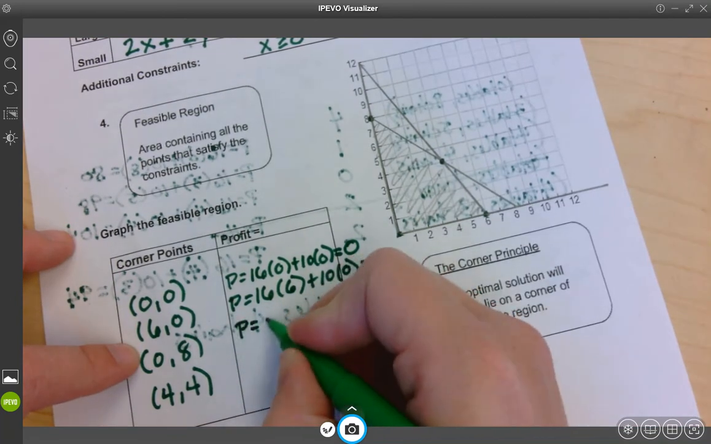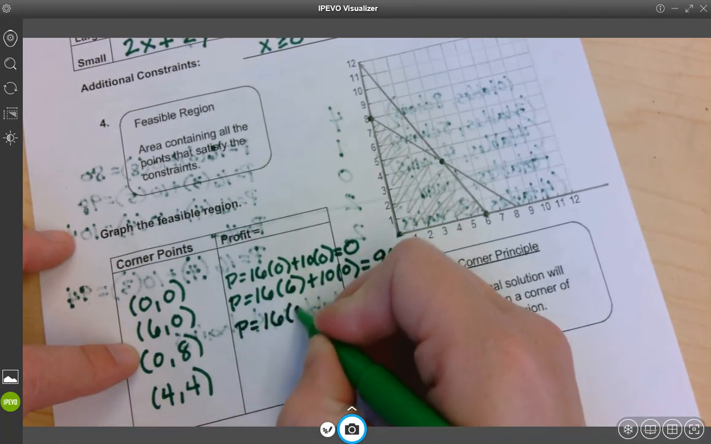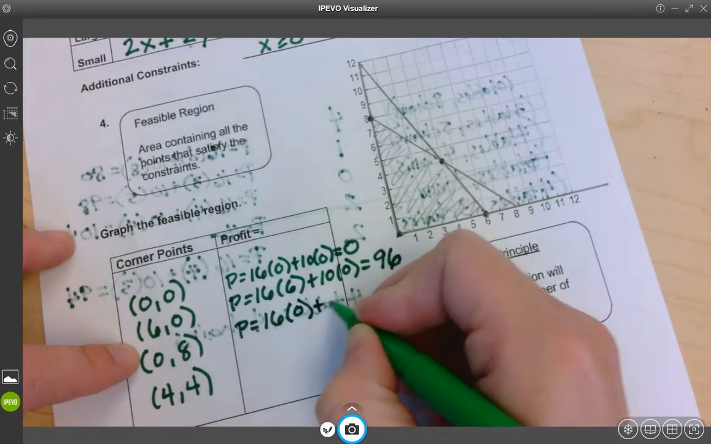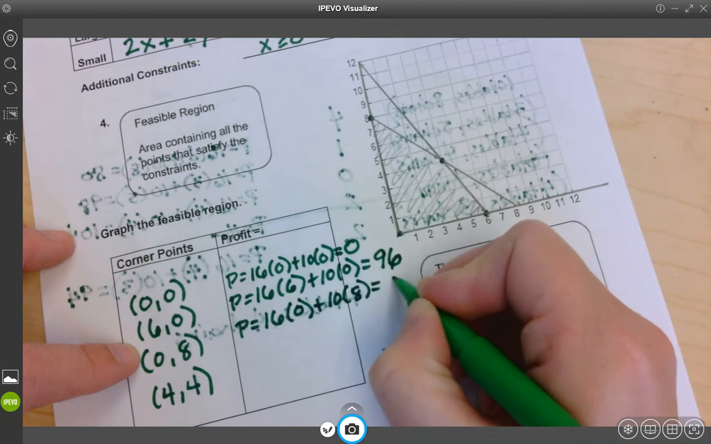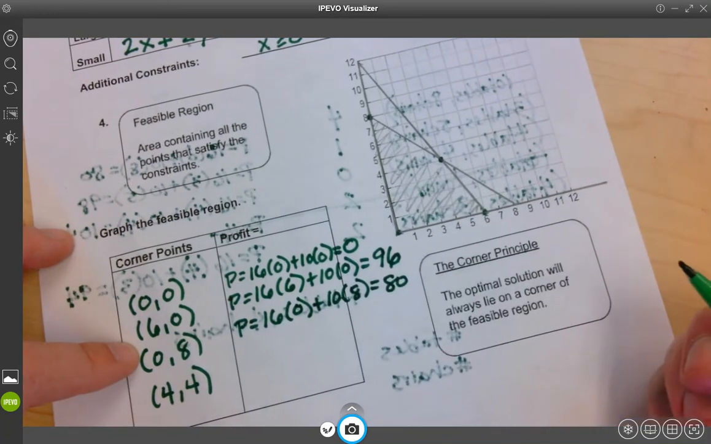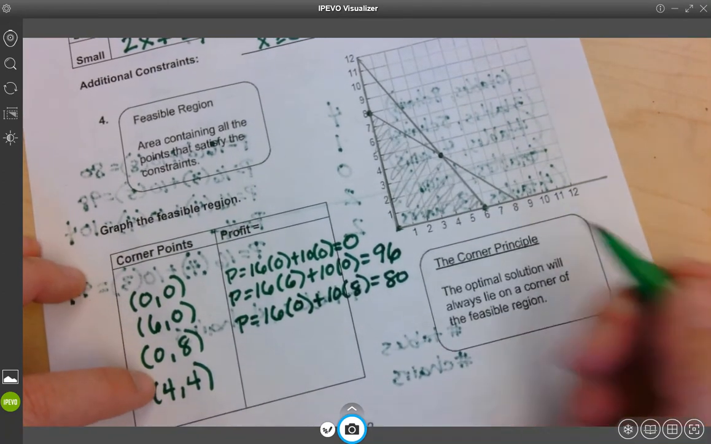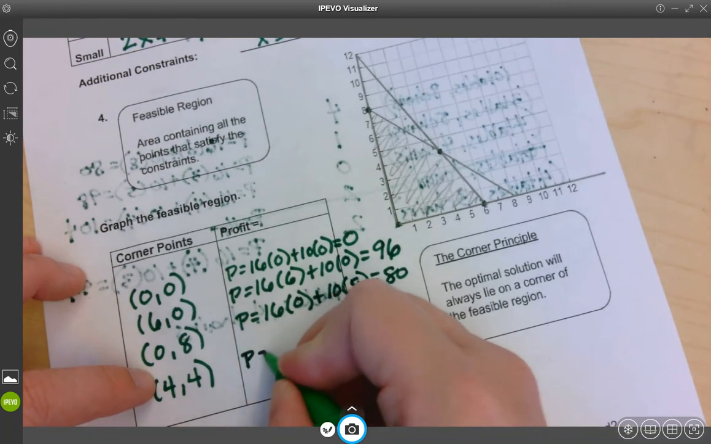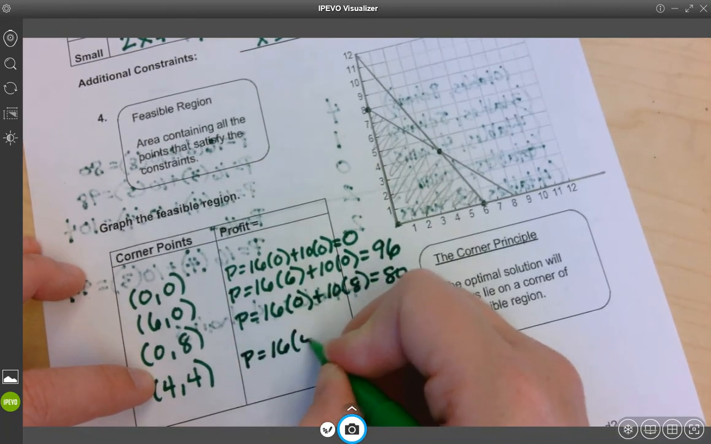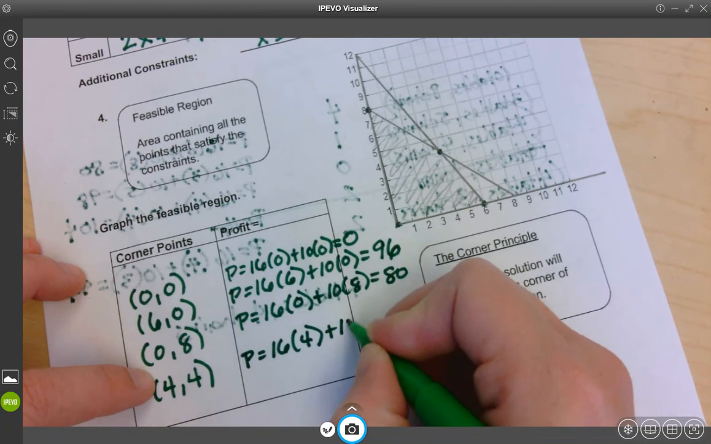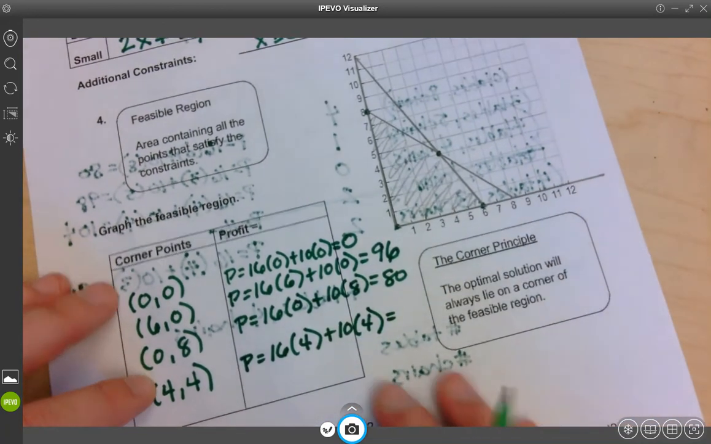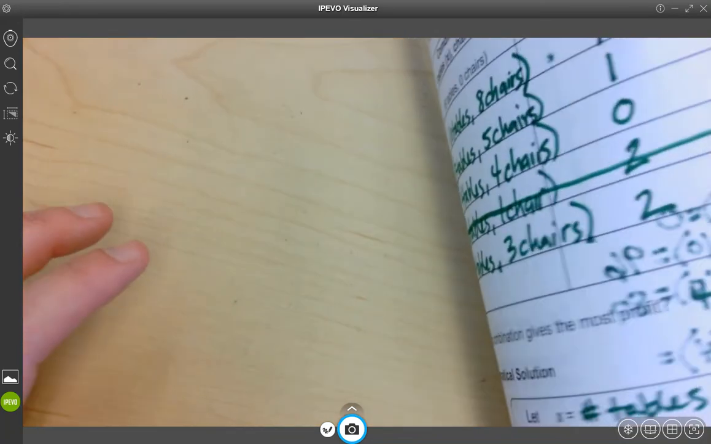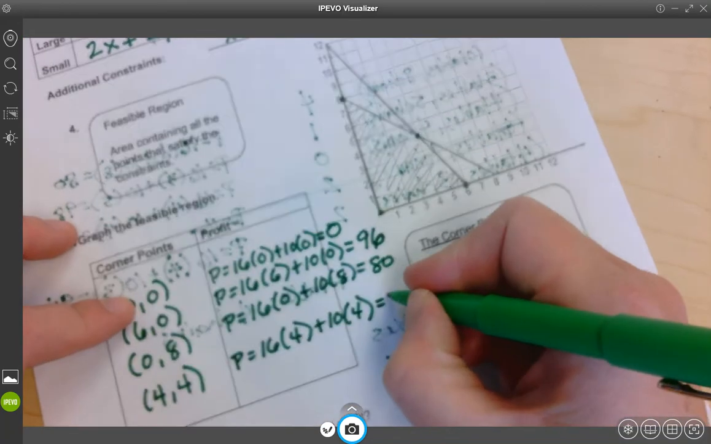Okay, this is the one that one of your classmates came up with. 0 tables and 8 chairs. That gave us a profit of $80. And then the last one is the one that we thought might be the best one. Is it? Is this 104, did you say? Yeah. Yeah, $104.